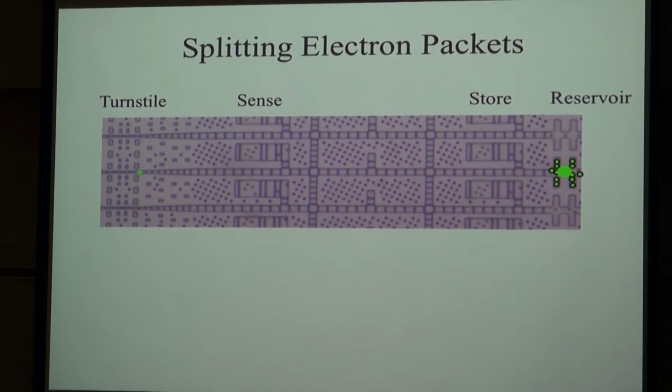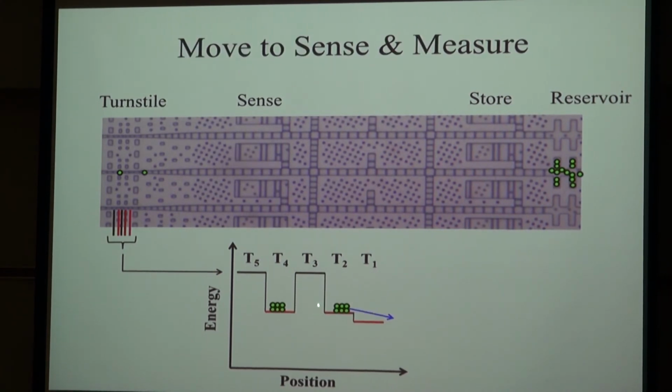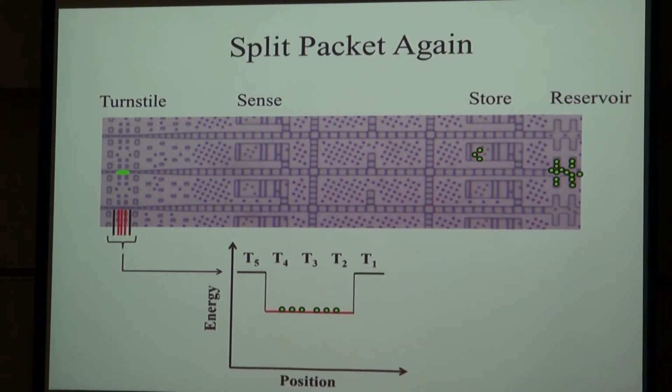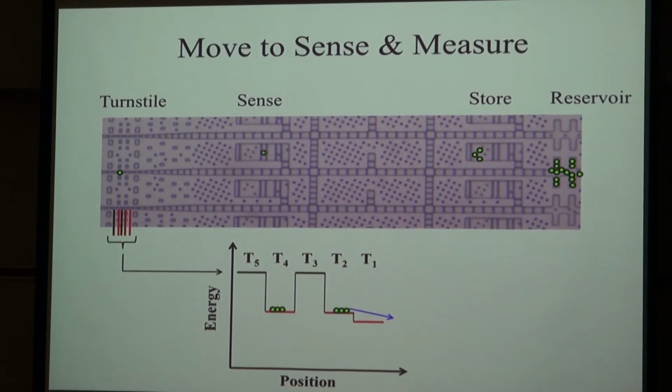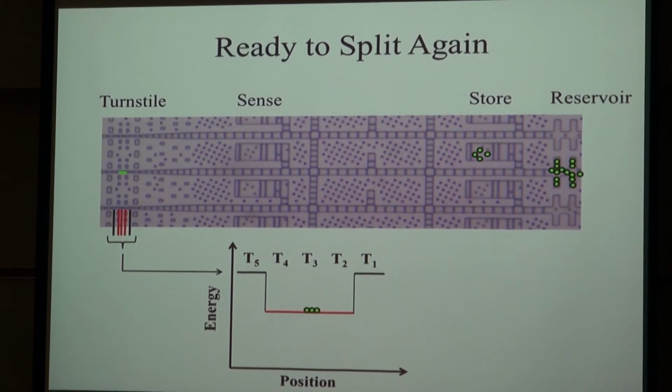And now what we're going to do is bring those on into this sense region. And we're going to make the three middle gates positive, the outer ones negative. And now we are going to slowly make this one more negative, and we're going to split that packet into two. We're going to throw a bunch of electrons away, measure them, take them back, and store them. And then we're going to repeat that. Now we have half as many, and you keep doing this, and you measure them, store them, and so forth. So now at some point, you're going to end up, hopefully, with one electron.